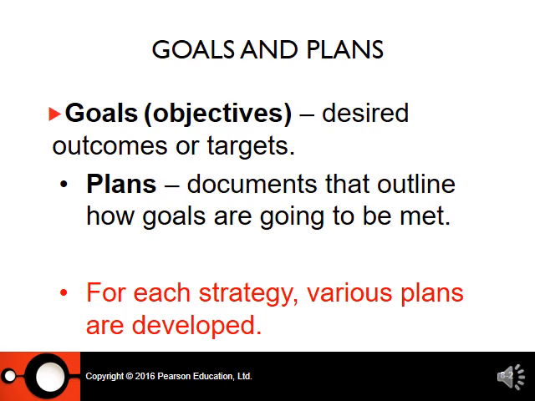So we need first to distinguish between goals and plans. Goals or objectives are desired outcomes or targets that an organization seeks to achieve. Whereas plans are documents that outline how goals are going to be met. So they would tell the organization exactly how to work and what to do in order to implement the set goals. For each and every strategy that is going to be implemented in the organization, various plans are going to be developed.